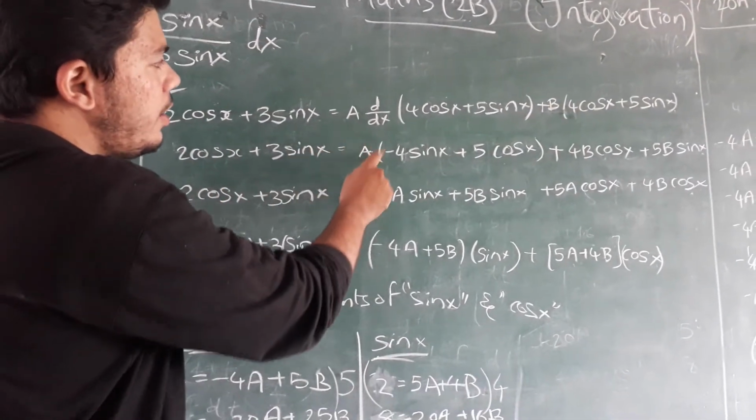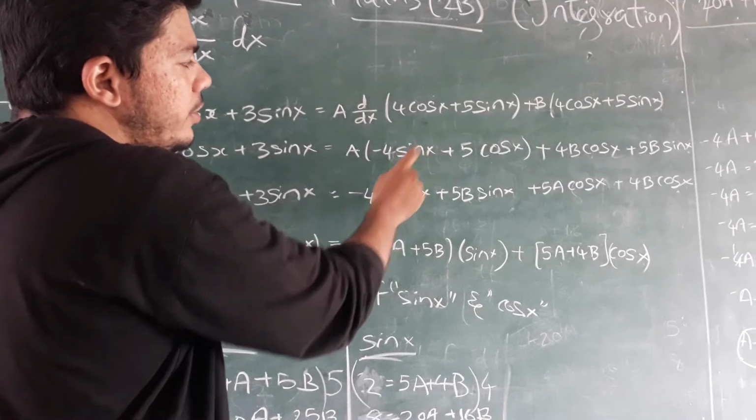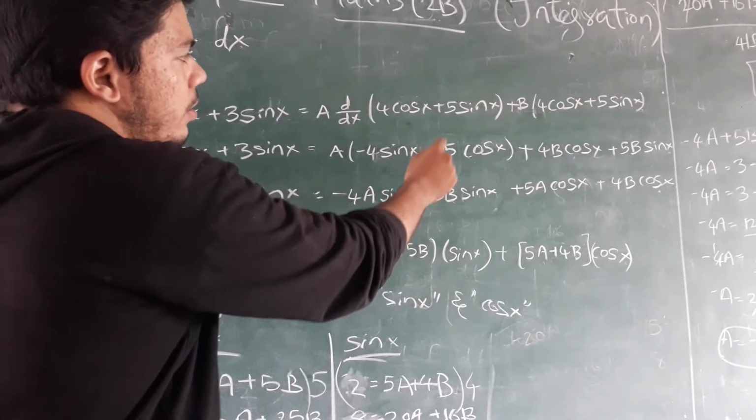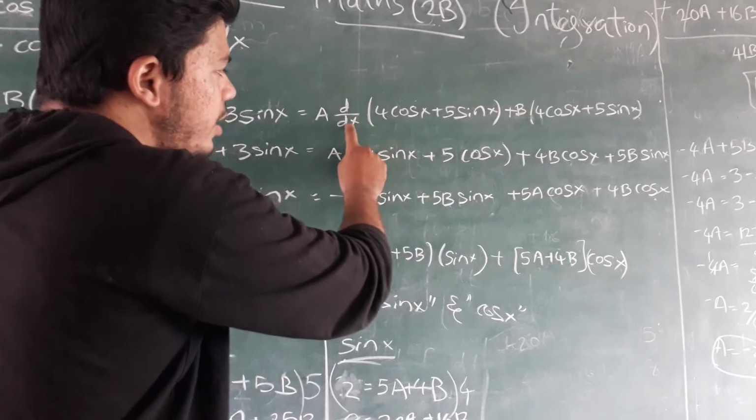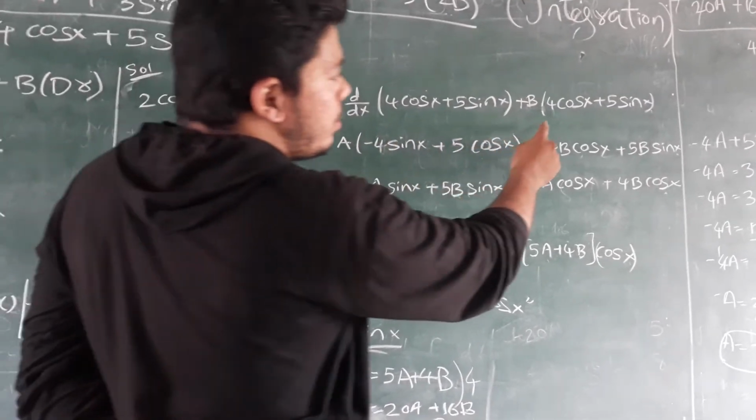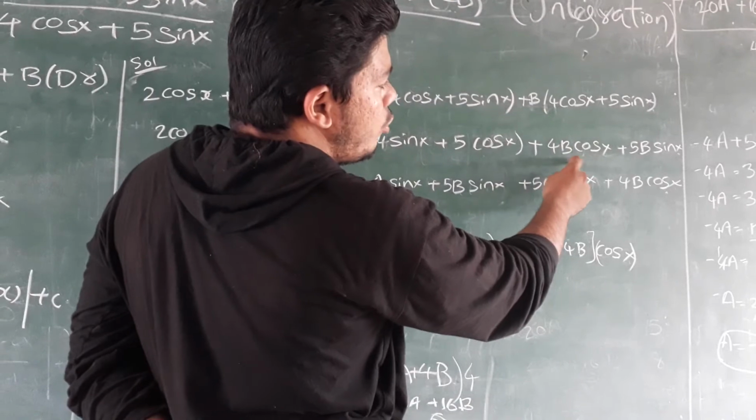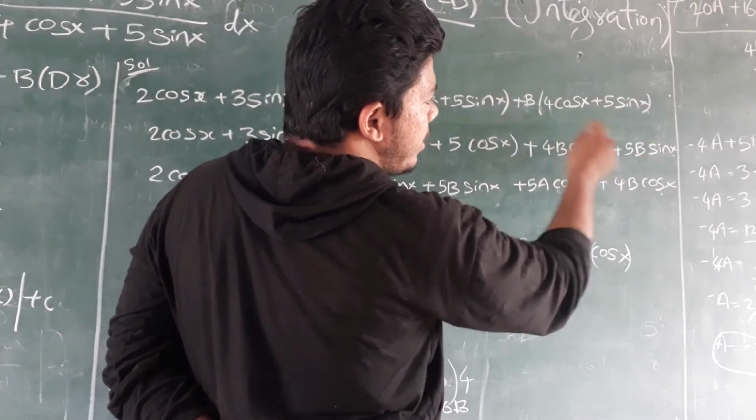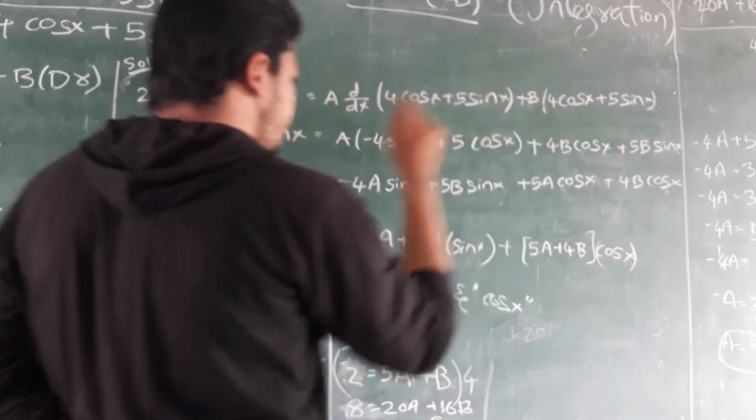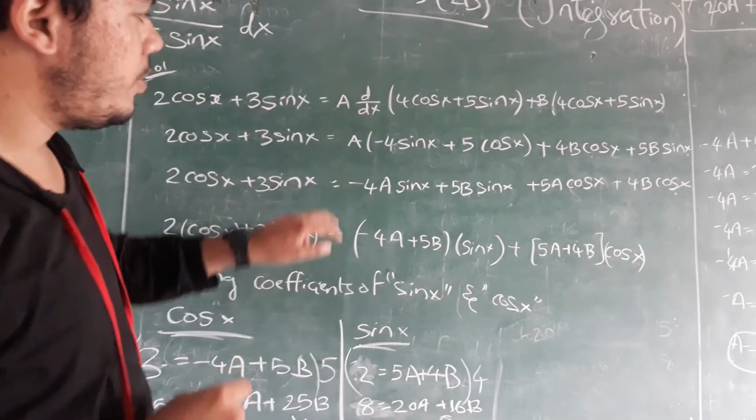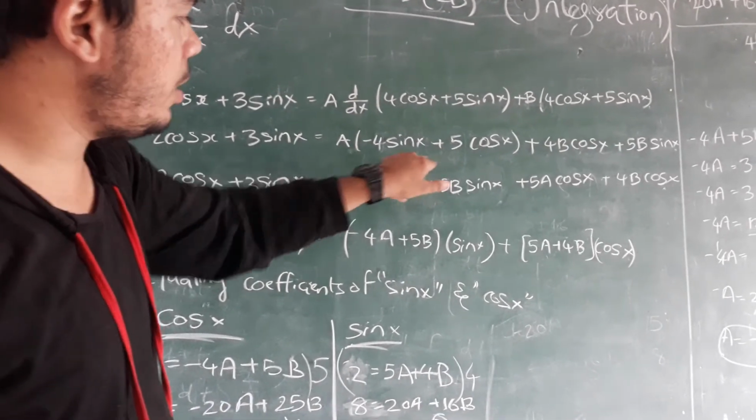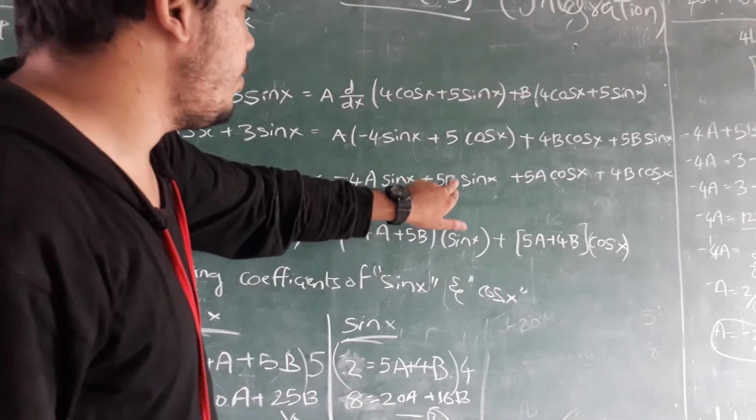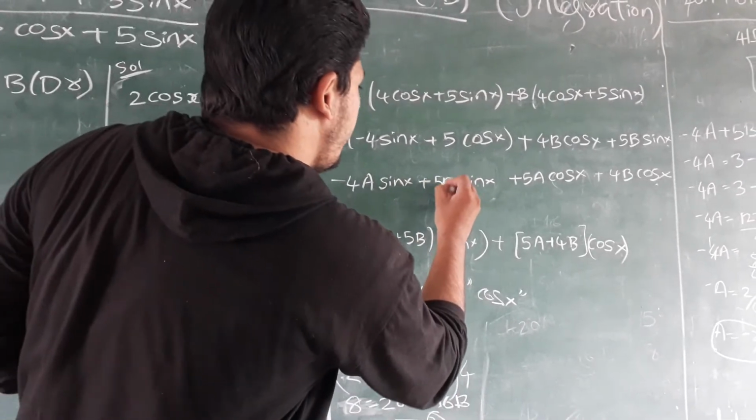Numerator: a d by dx of 4 cos x plus 5 sin x. The derivative of cos x is minus sin x, and the derivative of sin x becomes cos x. Plus we multiply with b: 4b cos x plus 5b sin x. Multiplying now with a, we get minus 4a sin x plus 5a cos x.